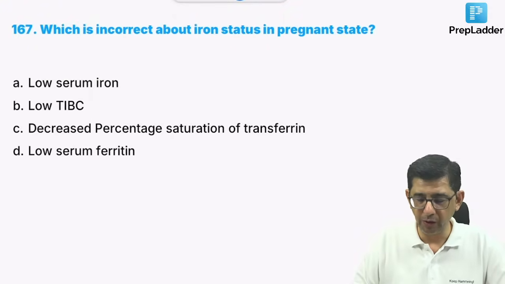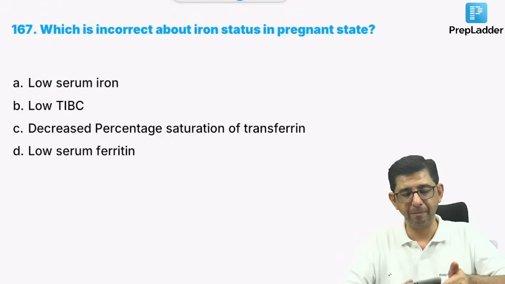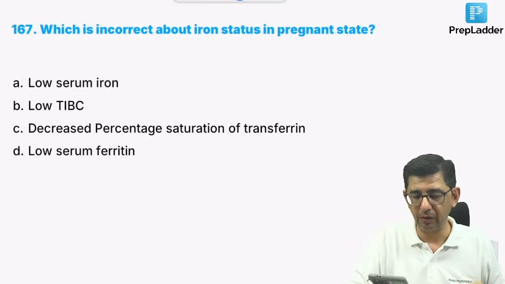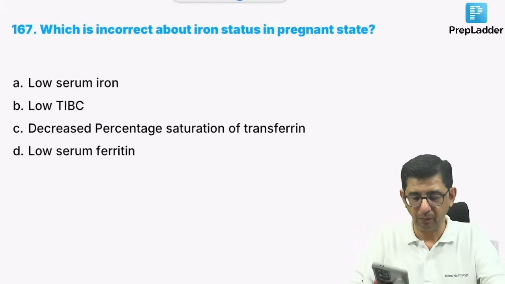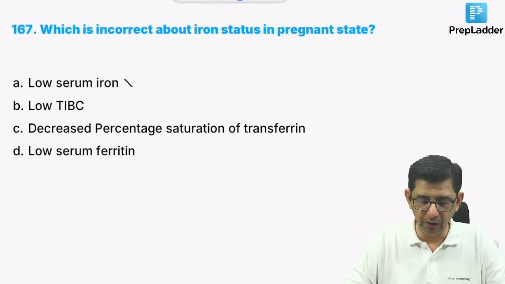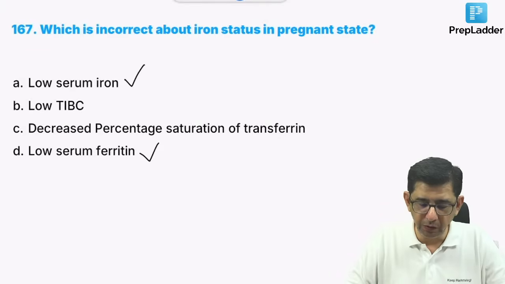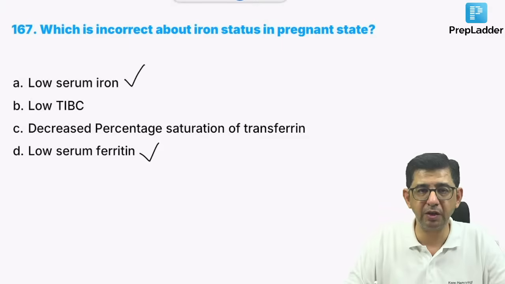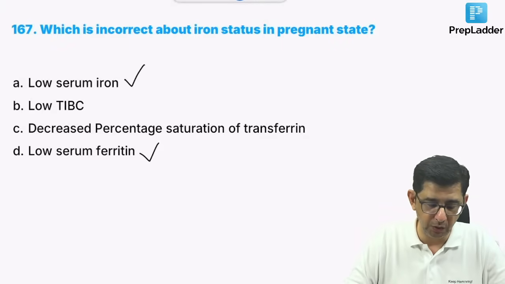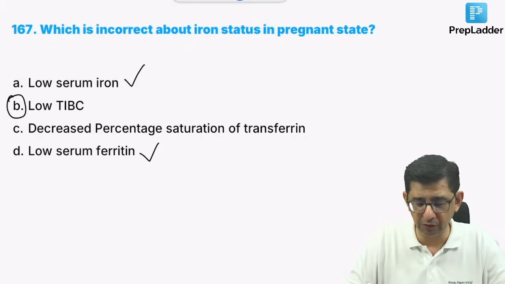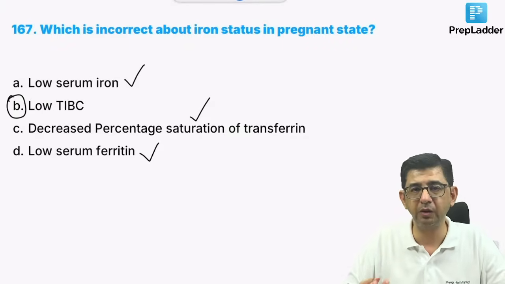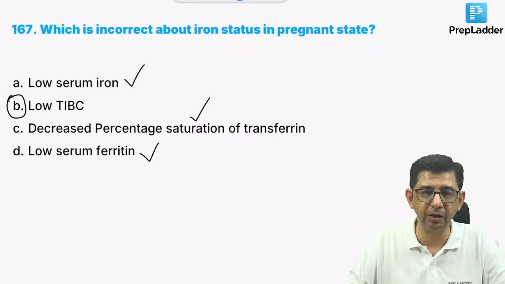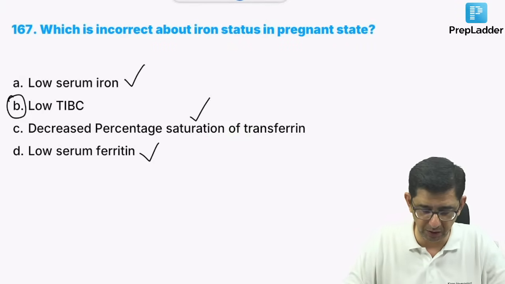Okay, incorrect about iron status in a pregnant lady. Iron will be less, ferritin will be less. TIBC is always going to go opposite of wherever the percentage saturation of transferrin is going. So total iron binding capacity would be increased because of a compensatory system coming in. Whenever iron in the body is less, then the binding capacity will tend to increase. The answer will be B.